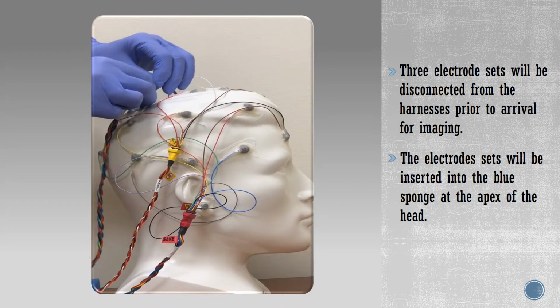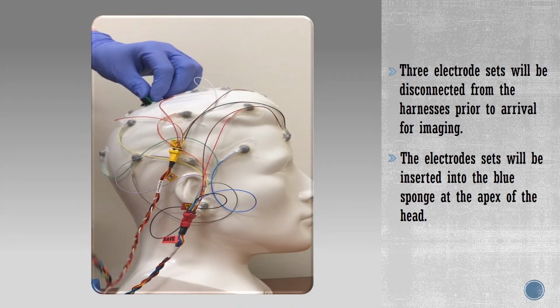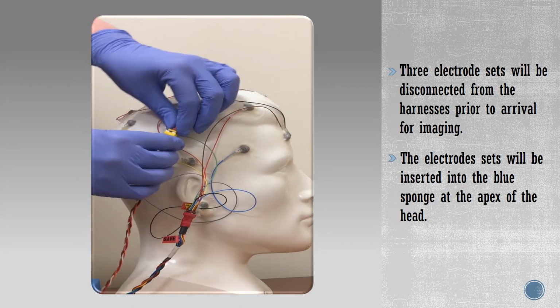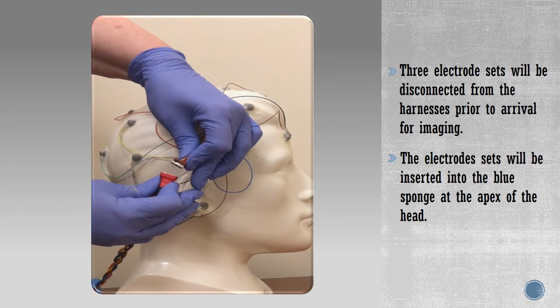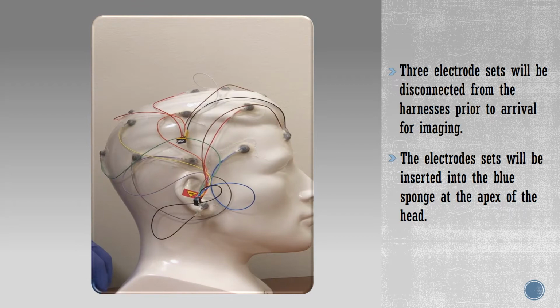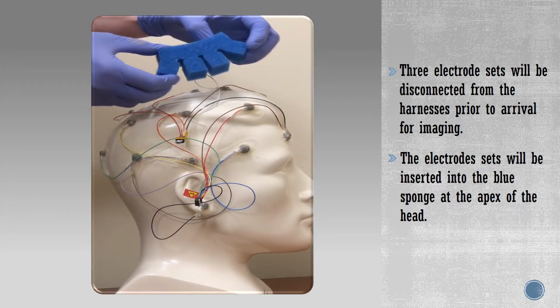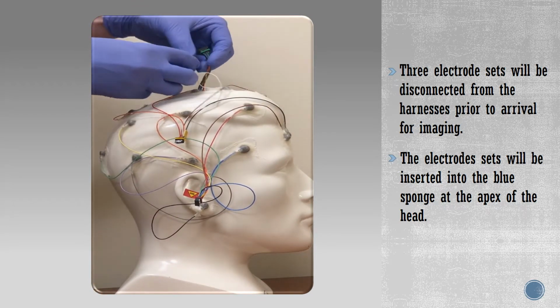Three electrode sets will be disconnected from the harnesses prior to arrival for imaging. The electrode sets will be inserted into the blue sponge at the apex of the head.